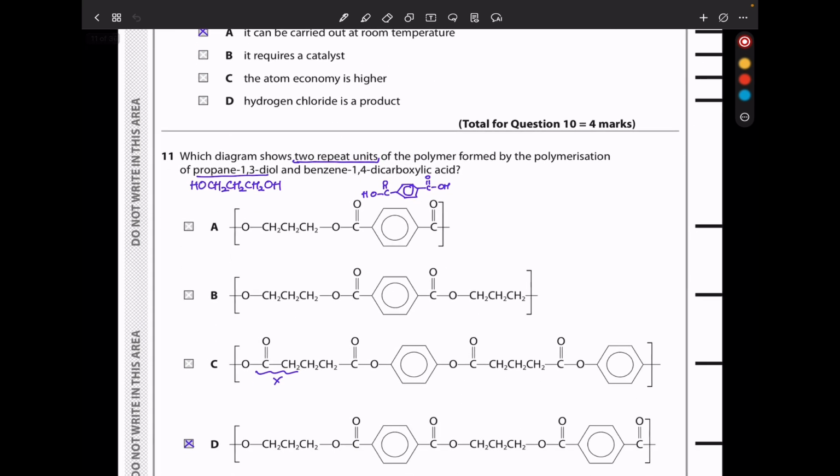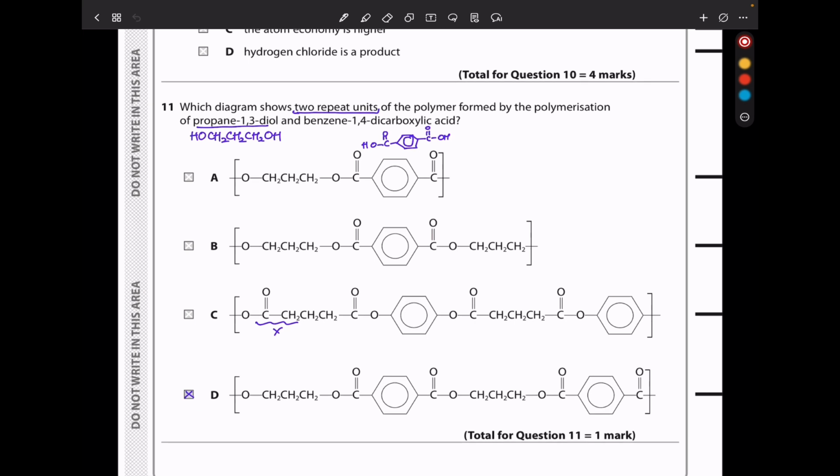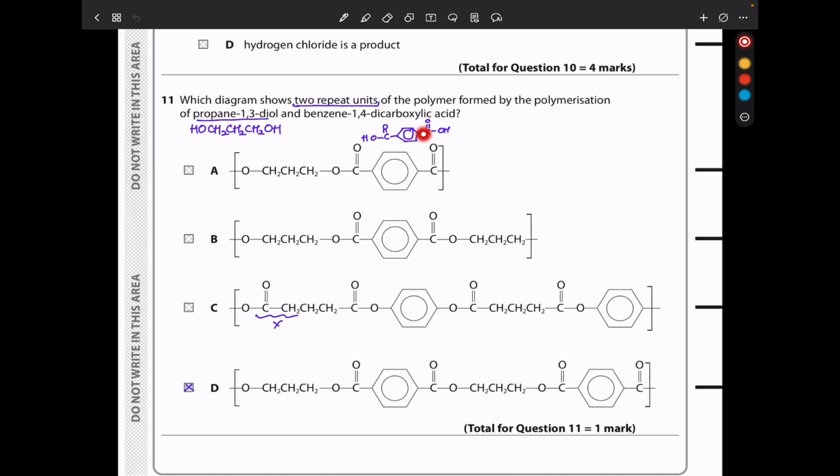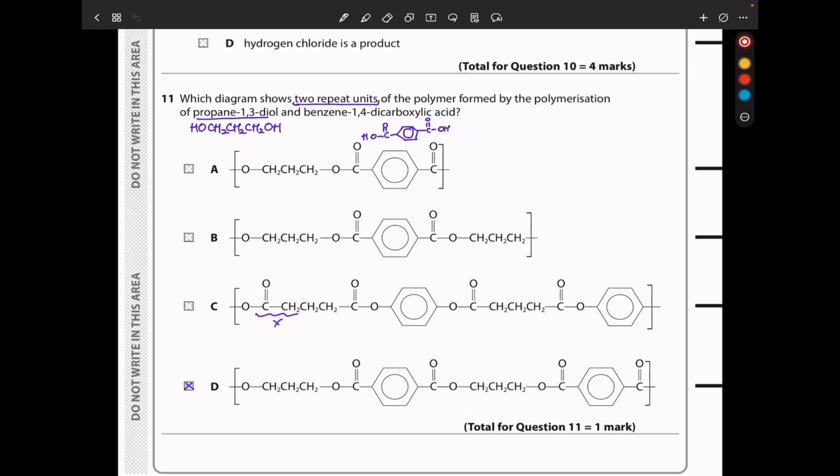And next I say which diagram shows 2 repeat units of the polymer formed by polymerization of propane-1,3-diol and benzene-1,4-dicarboxylic acid. So this is reacting with that. This is the dicarboxylic acid and that is the diol. If a reaction occurs between the two, the alcohol is going to lose a hydrogen as this loses OH, so water is going to be produced as the two join up. And then the alcohol is going to lose a hydrogen at the end, and this is going to lose OH. So we will create something like this. But since the question is asking about 2 repeat units, it's going to be that and then another unit, so the answer is D.